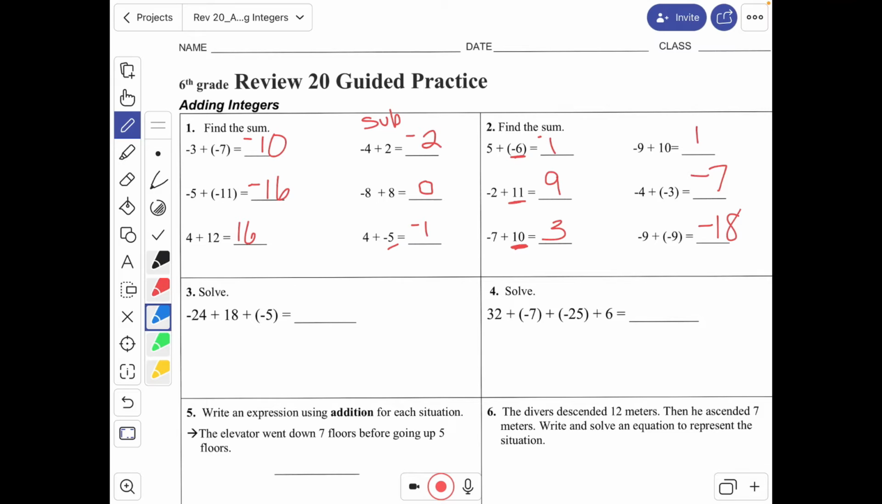Number 3. Now we have several digits. We're just going to take them 2 at a time. So cover up that last part if you need to. I don't recommend scratching it out, but just cover it up with your hand. Negative 24 and a positive 18. So they're different signs. We're going to subtract. 24 minus 18 makes 6, and the higher number was negative, so my answer is negative.